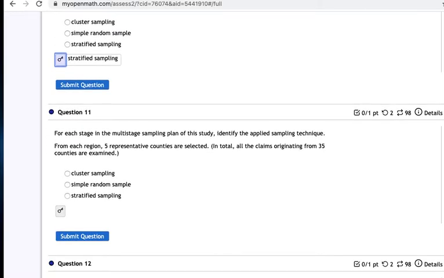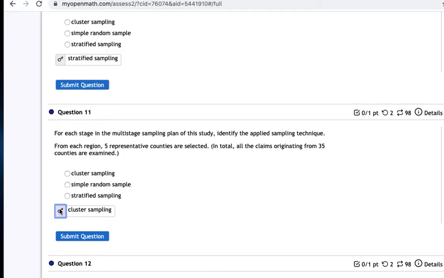Okay. Let's see, one more, I think. For each region, 5 representative countries are selected. In total, all the claims originating from 35 are examined. Okay, so you're selecting 5 countries out of 35. I think that's just another case of random sampling. You're just selecting 5 from 35. Ooh, I'm wrong. Let's see why.